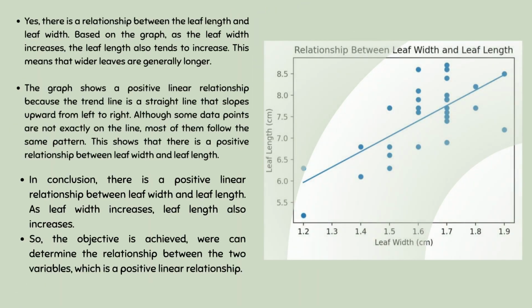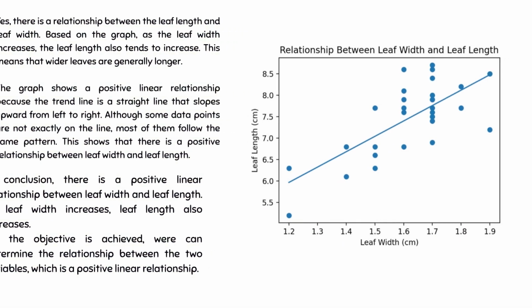Based on the graph, there is a relationship between leaf width and leaf length. As the leaf width increases, the leaf length also increases. The graph shows a positive linear relationship because the trend line is a straight line that slopes upward. Although some leaves have different measurements, most of the data follow the same pattern. Therefore, the objective of this practical was achieved because we successfully identified the relationship between leaf width and leaf length.